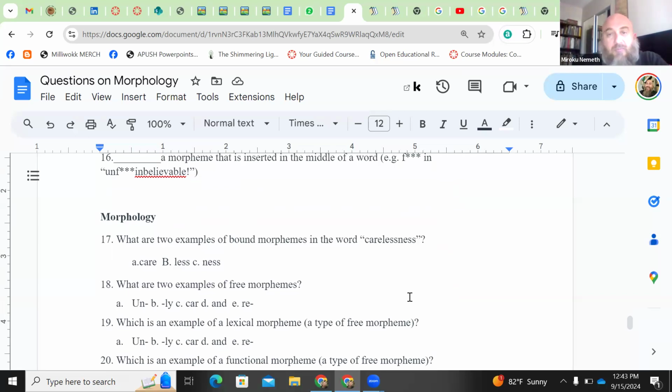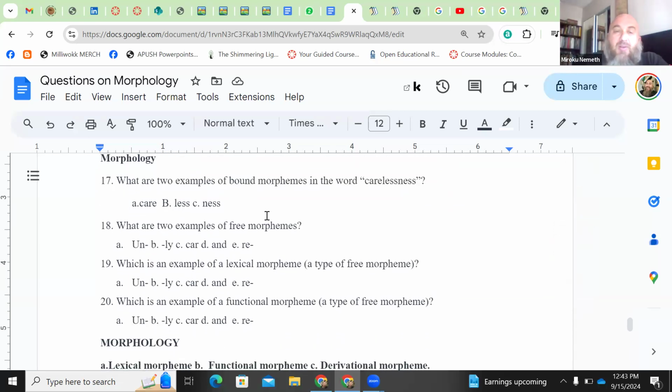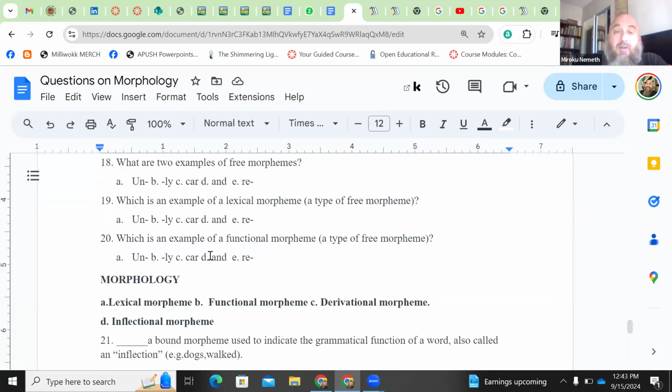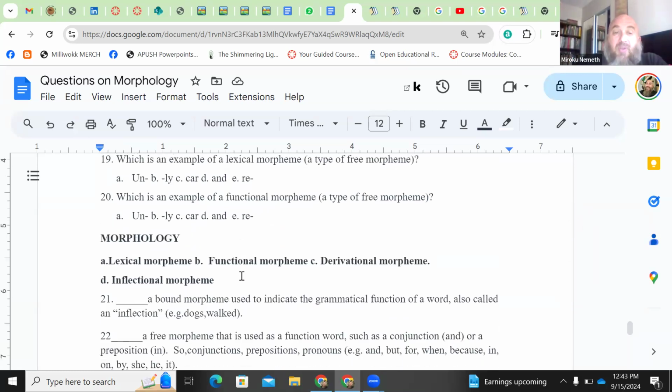Okay, two examples of bound morphemes in the word carelessness. The root word is care, right? Less and ness are both bound morphemes. Two examples of free morphemes here: there's the lexical morpheme "are," and there is the functional morpheme "and." A lexical morpheme here is "are," and the functional morpheme is "and."